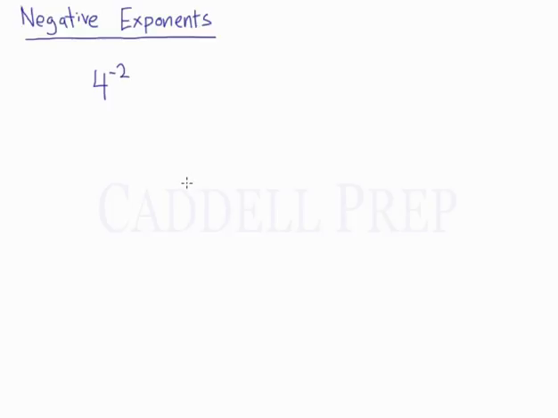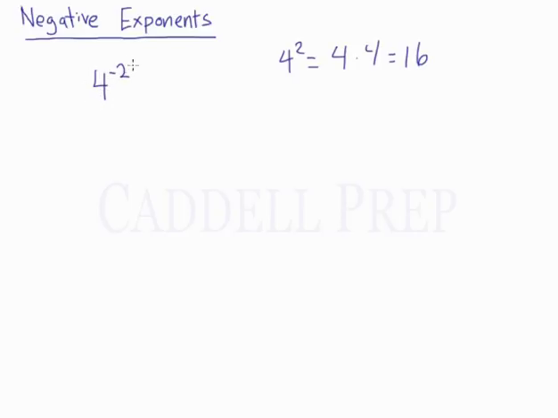Let's have a quick look at negative exponents. Okay, so here we have 4 raised to the negative 2. If this was 4 raised to the second power, this would just simply be 4 times 4, which we know is 16. But here we have a negative exponent. This has a little bit of a different meaning. We're still going to do 4 times 4, but the negative is going to change where we do that.